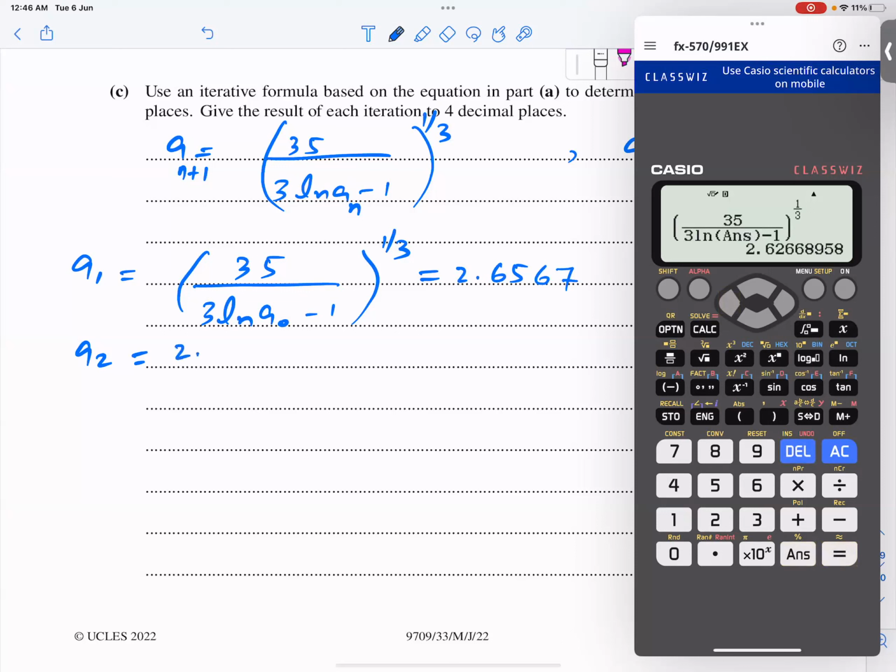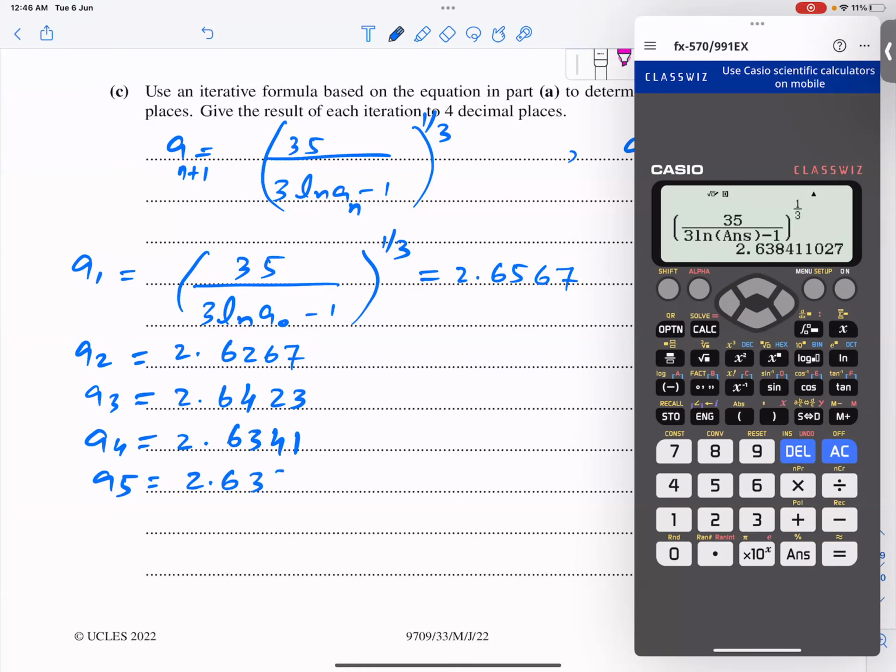a2 will become 2.6267. Then a3, press equal again. a3 will be 2.6423. a4, press equal sign again, 2.6341. Press equal again, you will get a5 equal to 2.6384. And when you press equal again, you will get a6 equal to 2.6362. Okay.